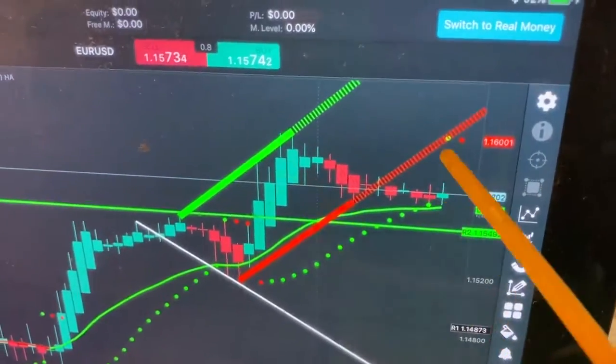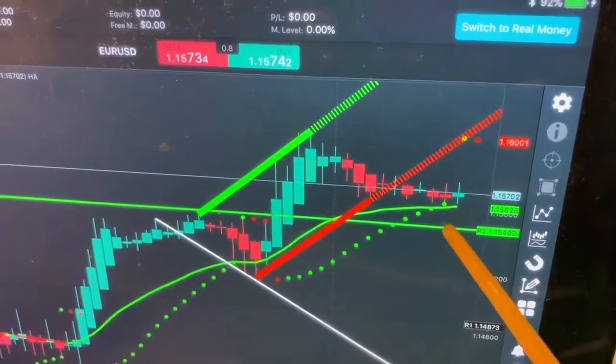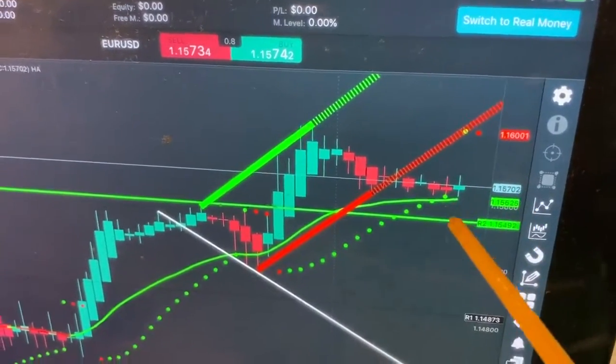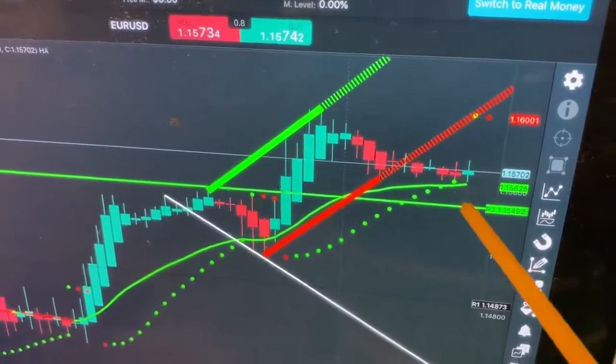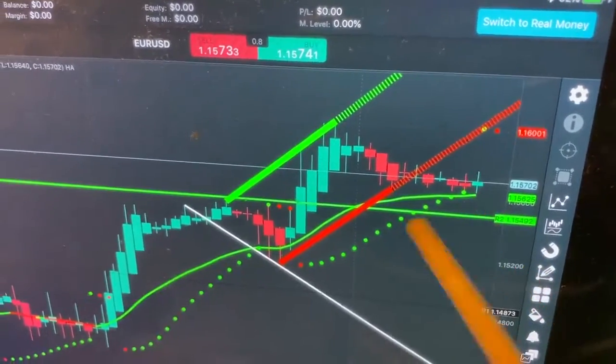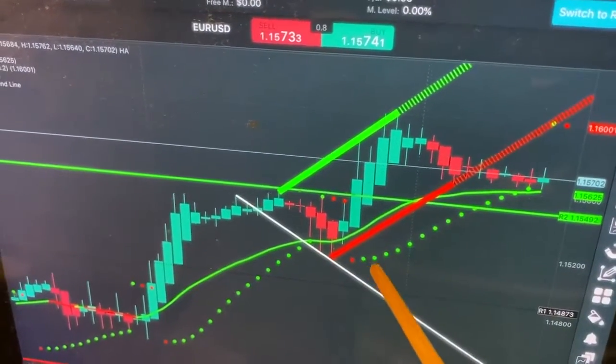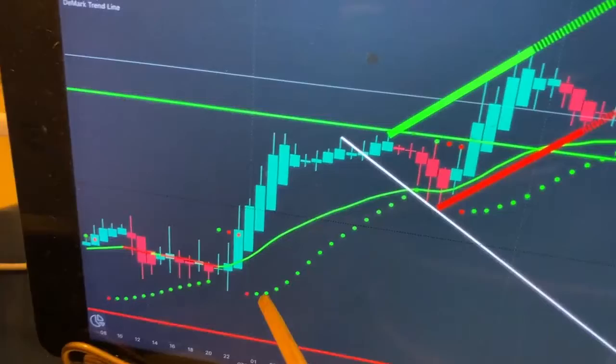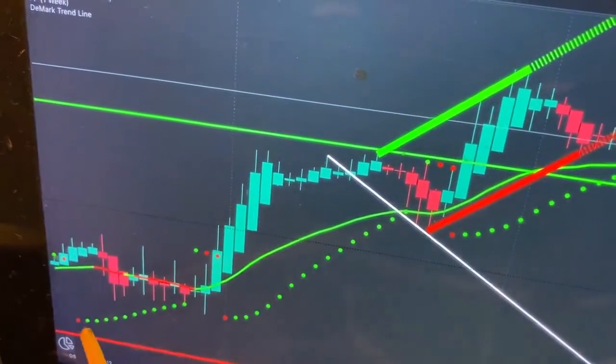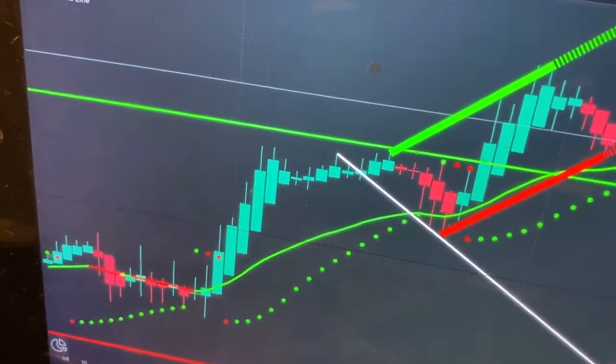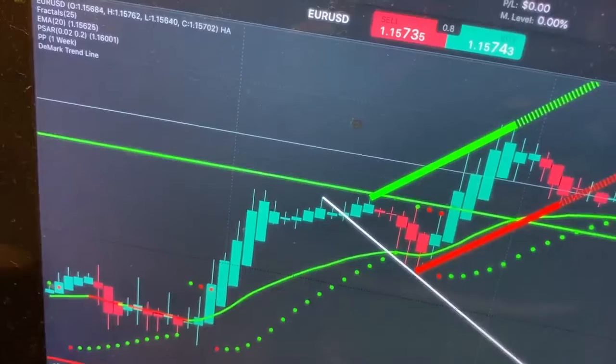We wait for another fractal. Red on the low. A candlestick sits on the red fractal on the low. This is your buy entry. This one is a buy entry. This one is a buy entry. This is a buy entry. Red on the low, man, because the trend is up.